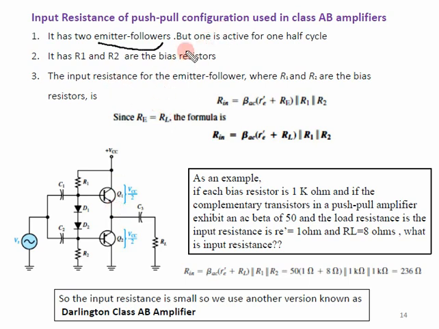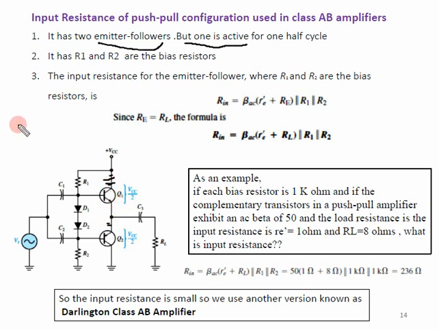But the main thing is that during the operation only one transistor is active for the input signal. Either this one is active, or this one is active. So it means the effective transistor count would be 1. If the effective transistor count is 1, you have to take the equivalent resistance of a single transistor, not of two transistors.